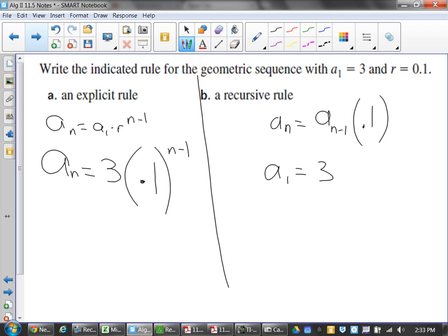But what was your first term? 3. So your first term is 3, and the second term is taking the first term, multiplying it by 1, and going on and on and on. Of the arithmetic we add.